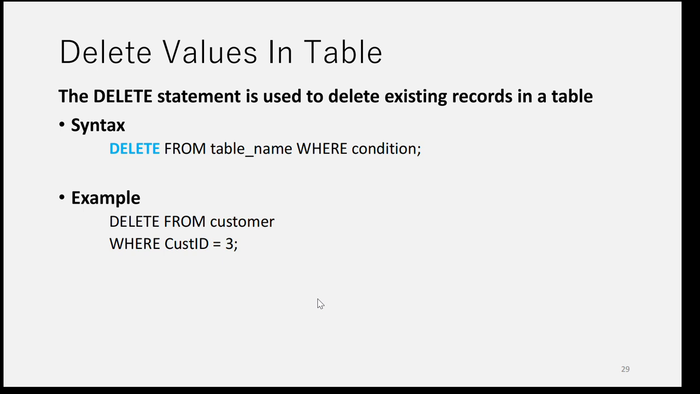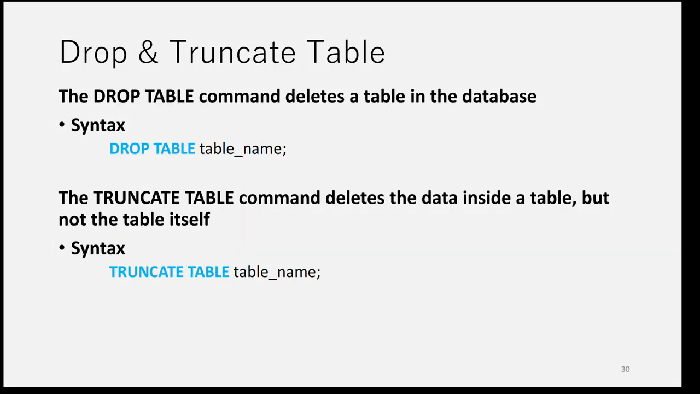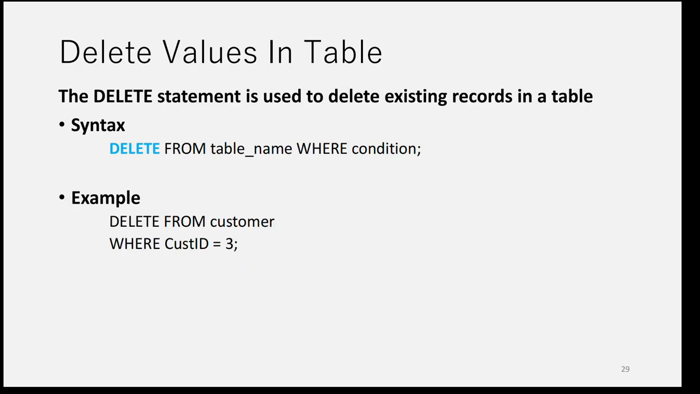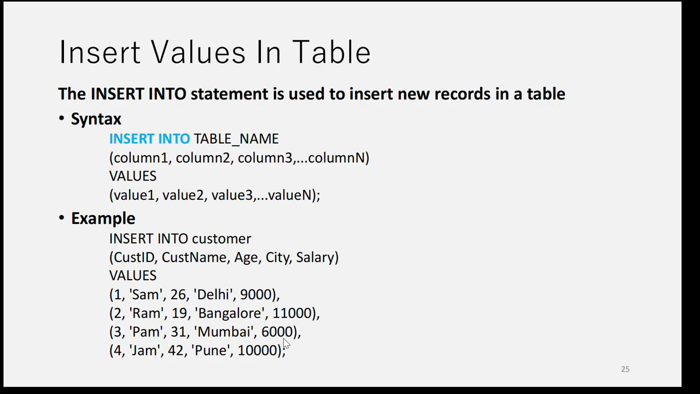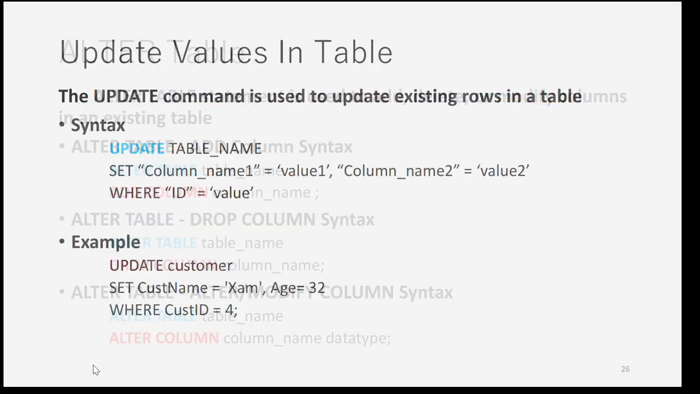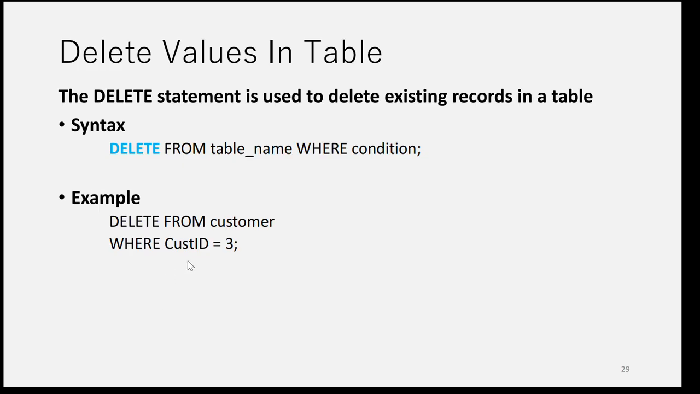How do we delete the values from the table? People mostly get confused between deleting and truncating. Truncating is completely different from deleting. I'll discuss it later, but let us see what delete actually means. Delete deletes the existing record in the table. See here, if you want to delete this, it gets deleted, id 3: DELETE FROM customer WHERE customer ID is 3.